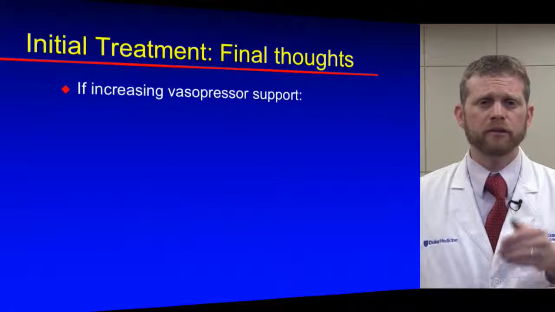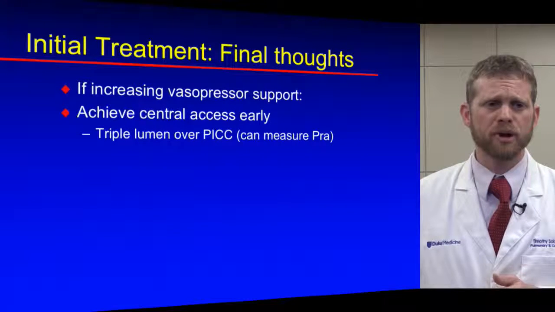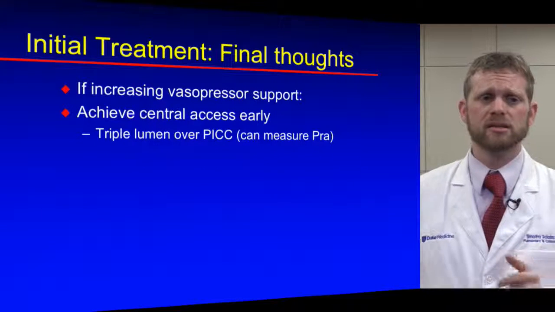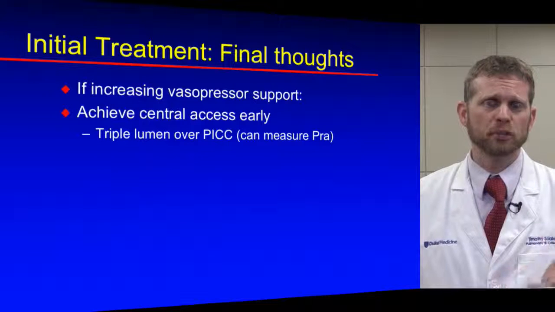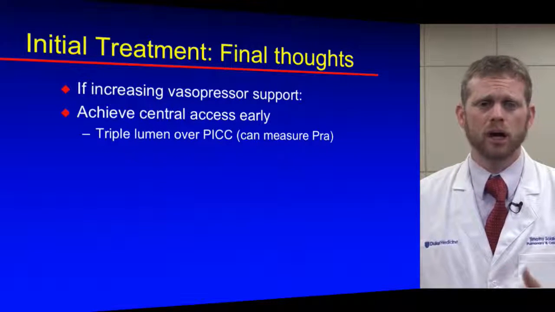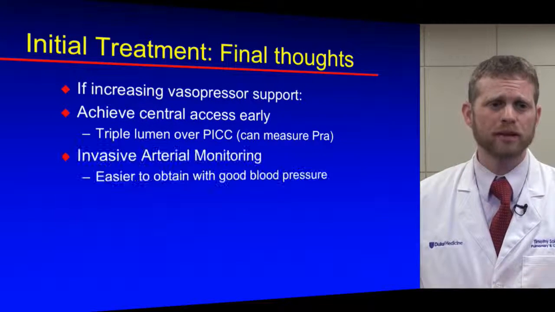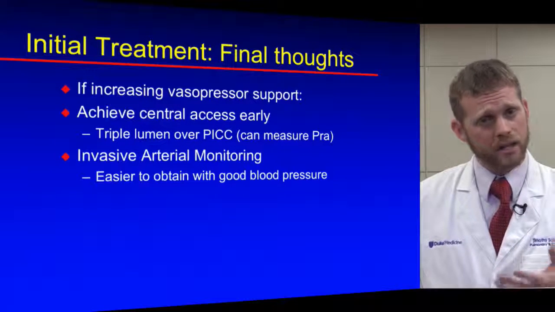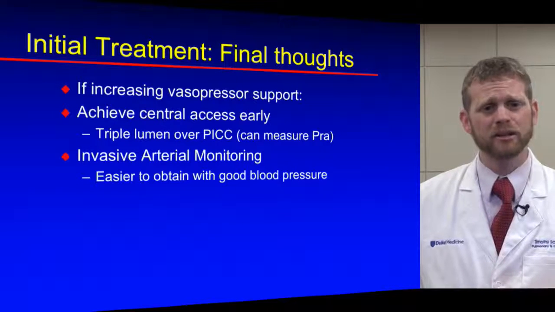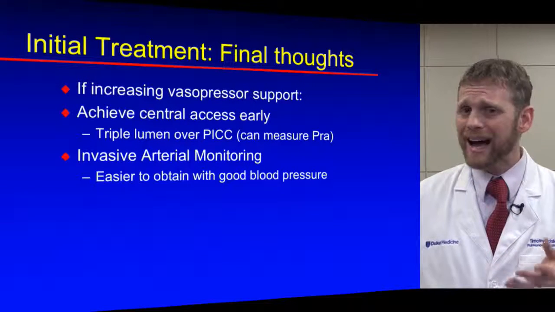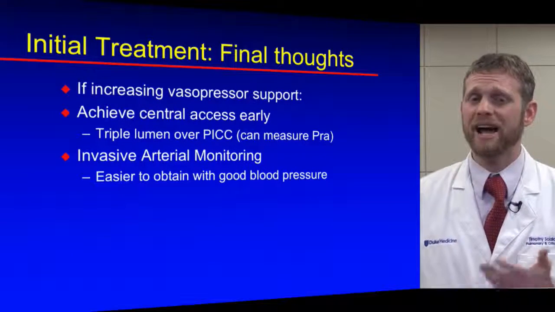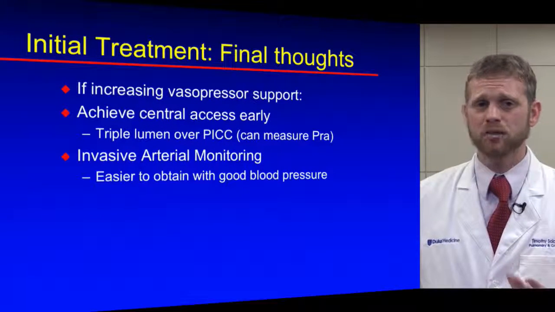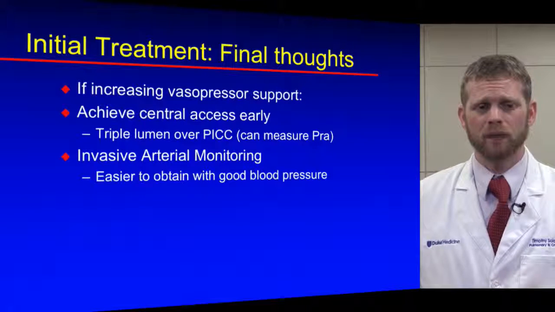If you start to have to increase your vasopressor support, especially early on, it's time to achieve central access. I prefer a triple lumen over a PICC line because you're able to measure your central pressures much more accurately. If you start to go up on your vasopressor requirements, I think it's time to get an arterial catheter in. And those catheters are a lot easier to get in when you actually have a blood pressure. So while you still have it, you might as well go for it.